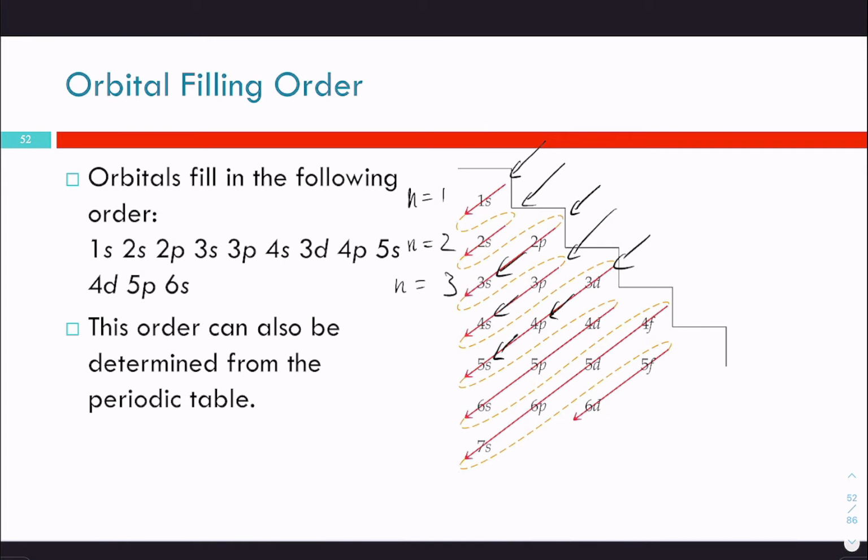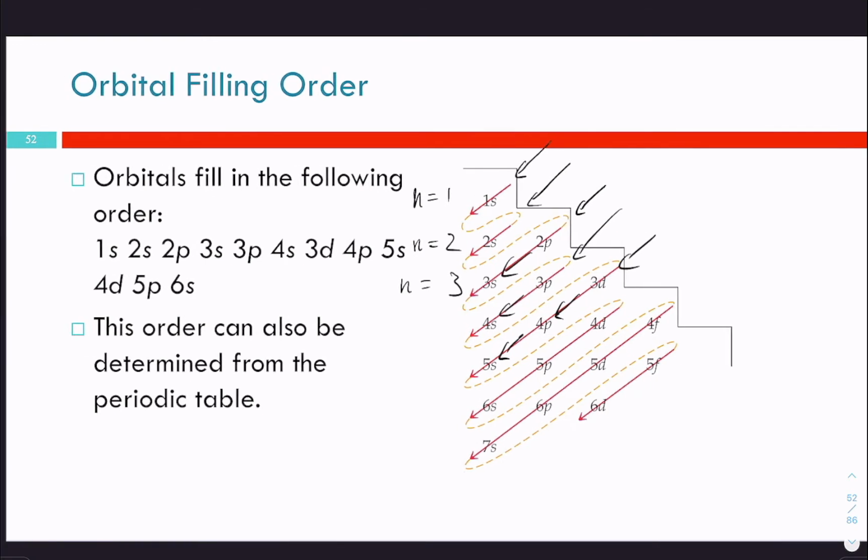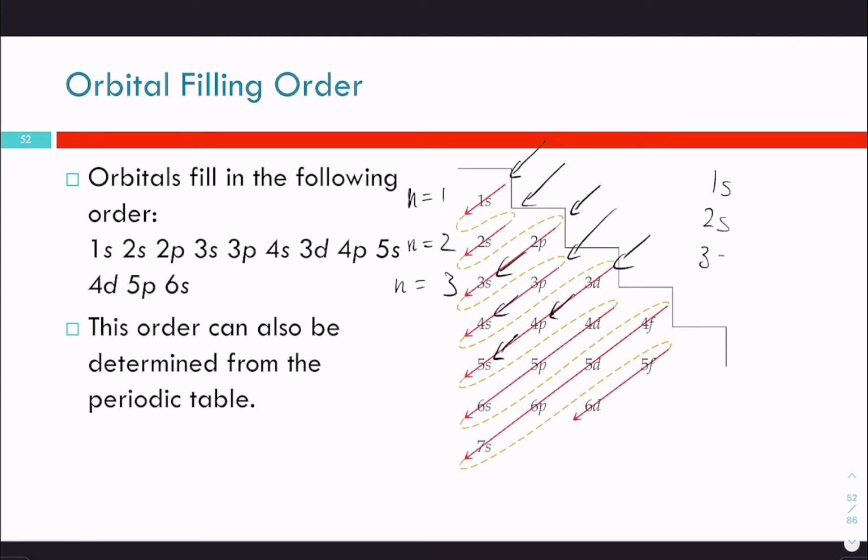So again, this is just writing out all of these. So we write out 1s, 2s, 3s, 4s, for example. And then we have p orbitals at n equals 2, 2p, 3p, 4p, and then it goes 3d, 4d. And then we fill these orbitals on a diagonal in terms of the order. So we start first with 1s, then 2s, then 2p, then 3s, then 3p, then 4s, 3d, and then 4p. So that's kind of how that works.